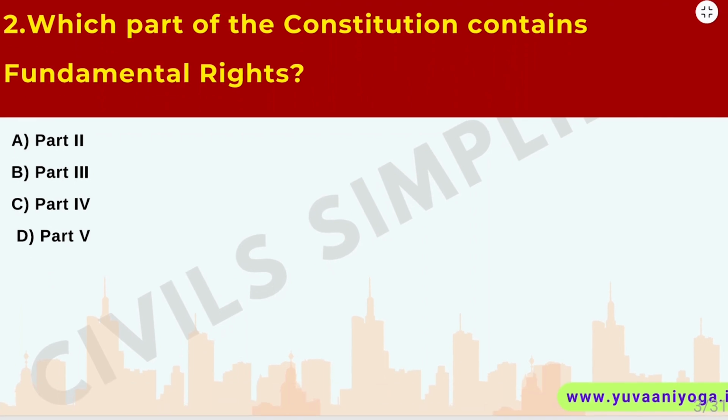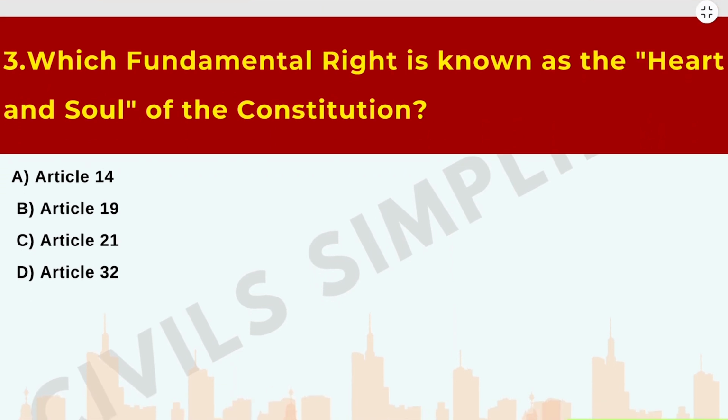Which part of the constitution contains fundamental rights? Part 2, part 3, part 4, part 5. The right answer is option B, part 3. So part 3 of the constitution has the fundamental rights, Article 12 to 35. Next question, which fundamental right is known as the heart and soul of the constitution? The right answer is option D, Article 32. So this is known as the heart and soul of the constitution.